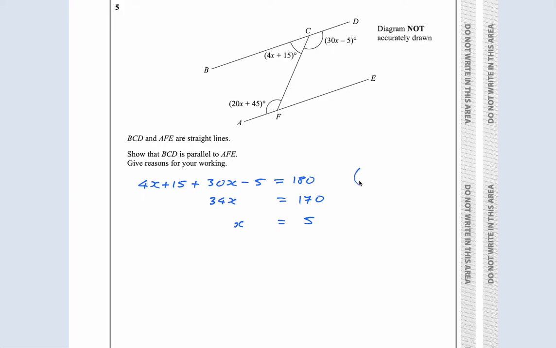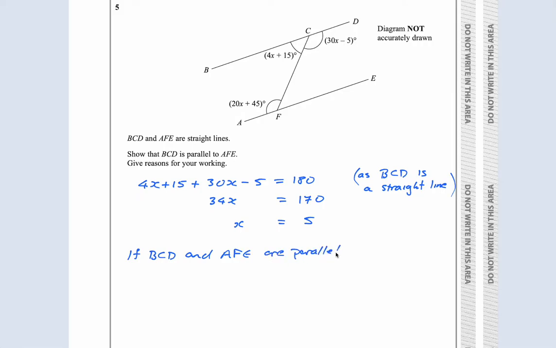You can say in brackets, as BCD is a straight line. Okay, then if BCD and AFE are parallel, so this is what you're doing.